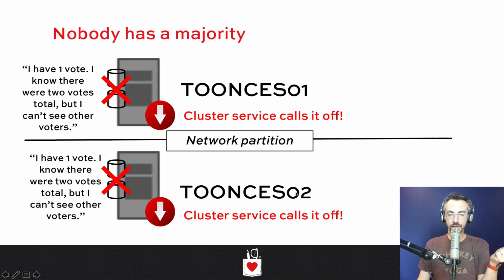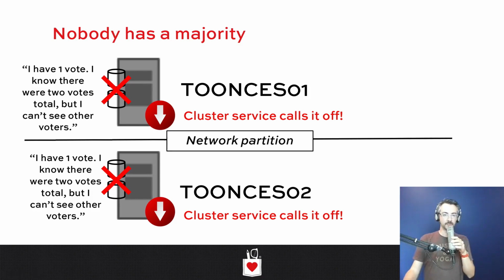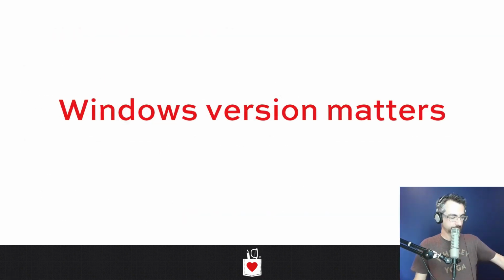And Toonsis 02 likewise says he can't see Toonsis 01, his cluster service will stop. When I only have two voters, they're both going to gracefully shut down. I need some kind of tiebreaker.